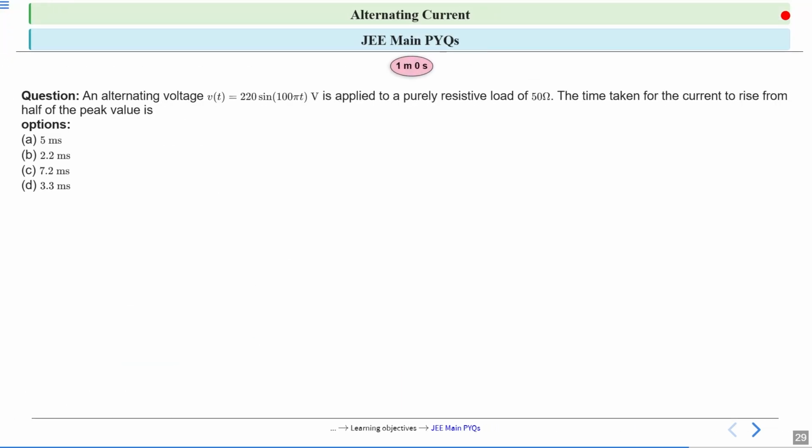Next question. An alternating voltage V of t equal to 220 sine 100 pi t volt is applied to a purely resistive load of 50 ohm. The time taken for the current to rise from half of the peak value to the peak value. The options are 5 millisecond, 2.2 millisecond, 7.2 millisecond and 3.3 millisecond. So I will give you some time to think about it.